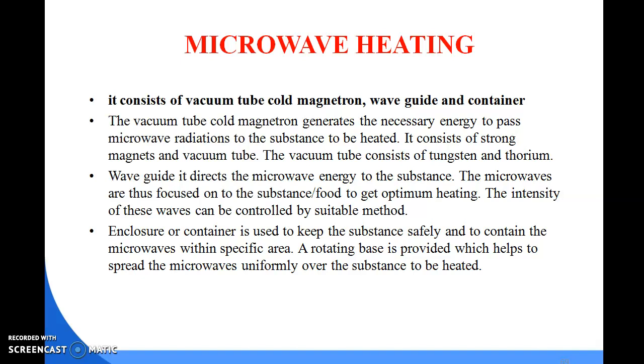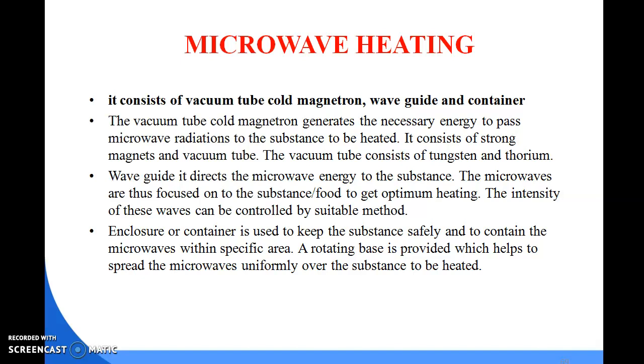Why does the vacuum tube consist of tungsten? Because tungsten is a high resistive material. That's why we use a vacuum tube consisting of tungsten and thorium. Next, the waveguide directs microwave energy to the substance. The microwaves are thus focused on the food to get optimum heating. The intensity of this wave can be controlled by a suitable method. The enclosure or container is used to keep the substance safely and to contain the microwave within a specific area.